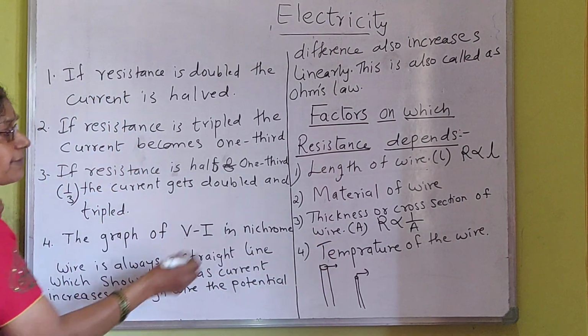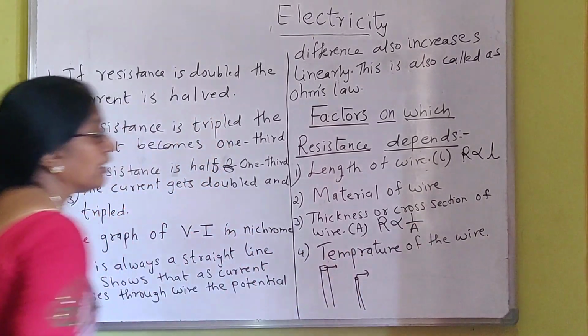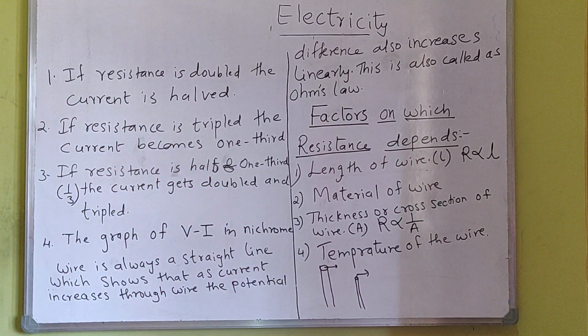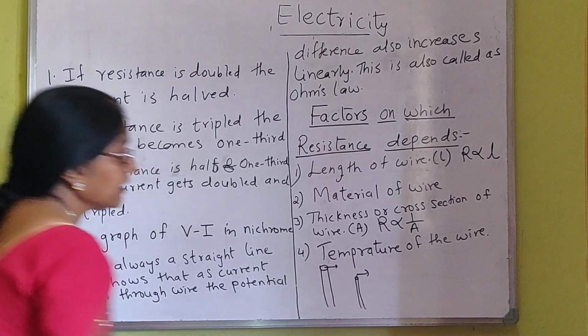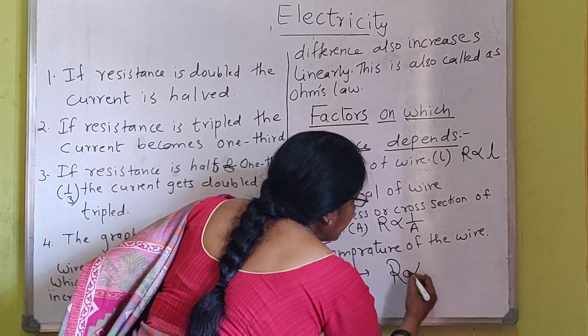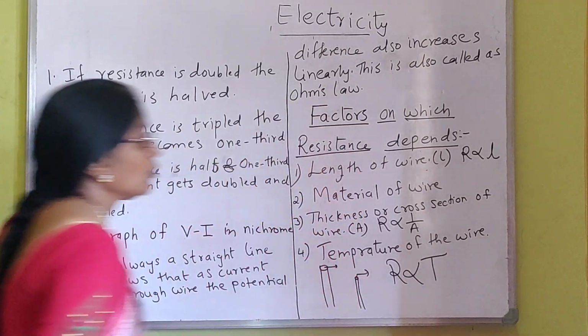And the last factor is the temperature of the wire. As the temperature of a wire increases, the resistance also increases. As the temperature decreases, the resistance also decreases. That means resistance and temperature are directly proportional to each other.